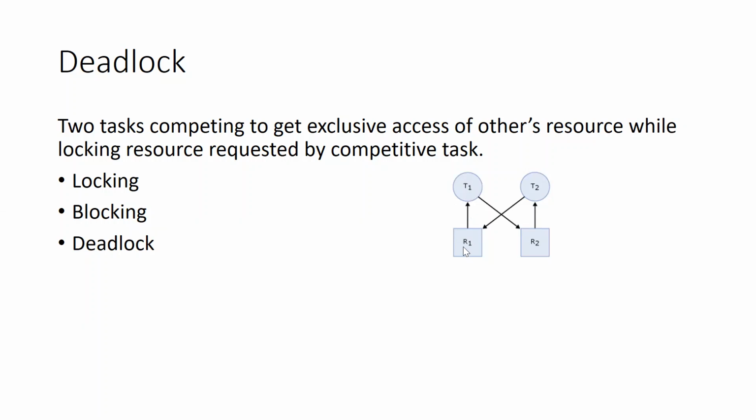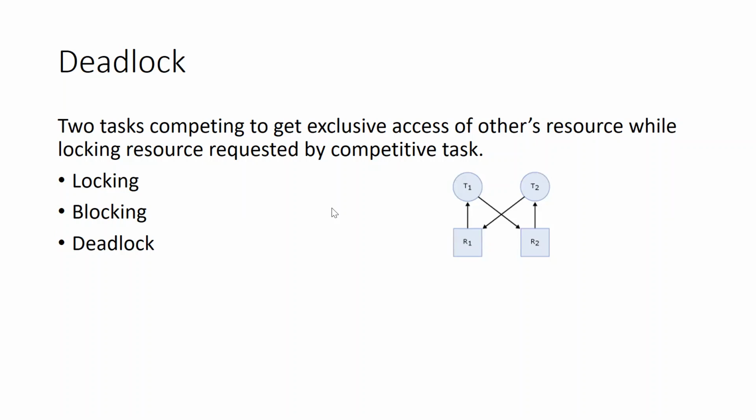the resource R1. Similarly, task T2 has a lock on resource R2. Now T2 is trying to get a lock on R1 and T1 is trying to get a lock on R2. This situation is known as deadlock because none of the tasks can complete.